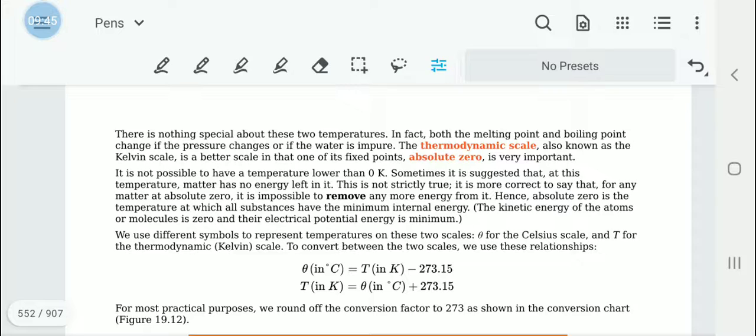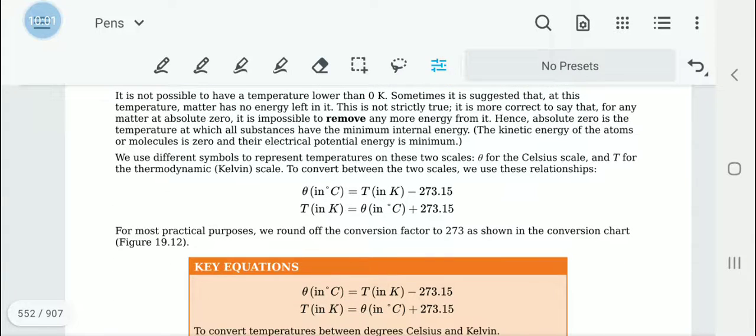The kinetic energy of the atoms or molecules is zero, and as a result, their electrical potential energy is minimal, right? So at 0 Kelvin, we can use different symbols to represent temperatures on these two scales. We use theta for Celsius scale and T for thermodynamic or the Kelvin scale. Remember that as well. Theta is for Celsius, T is for thermodynamic or the Kelvin scale.